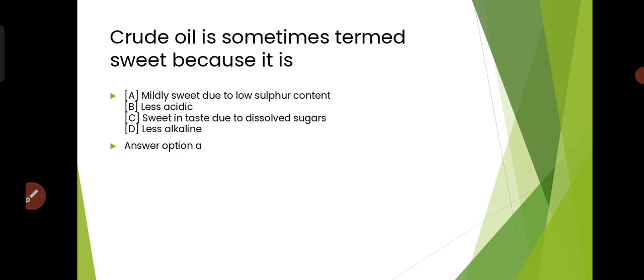Crude oil is sometimes termed as sweet because it is: A, mildly sweet due to low sulfur content, B, less acidic, C, sweet in taste due to dissolved sugar, D, less alkaline. Crude oil is your kacha tel. So answer is A, that is mildly sweet due to low sulfur content.